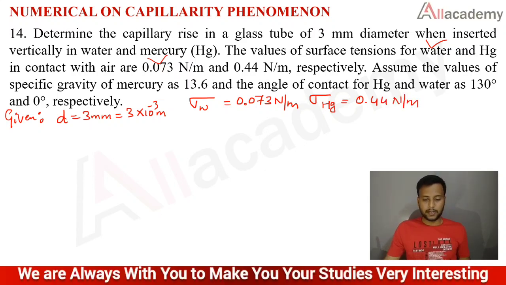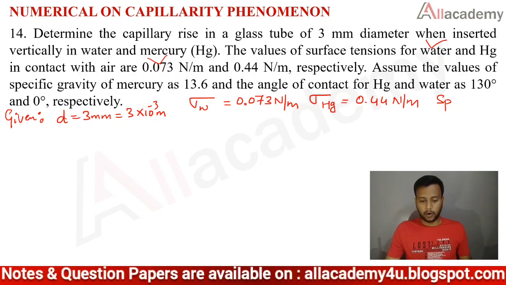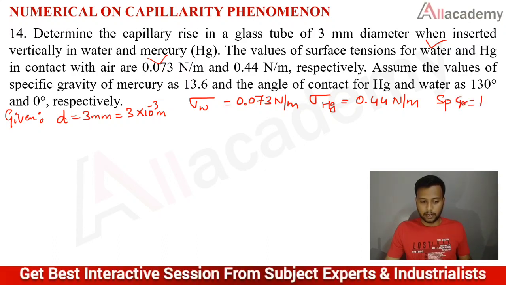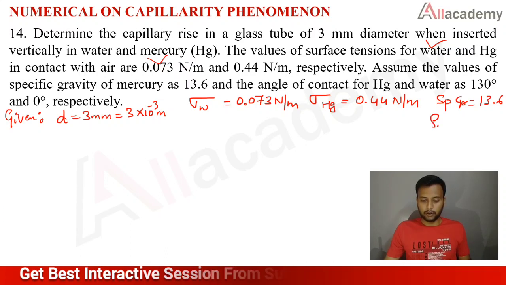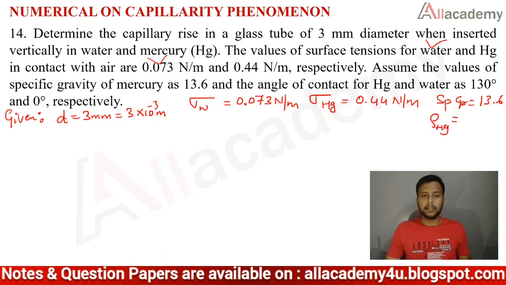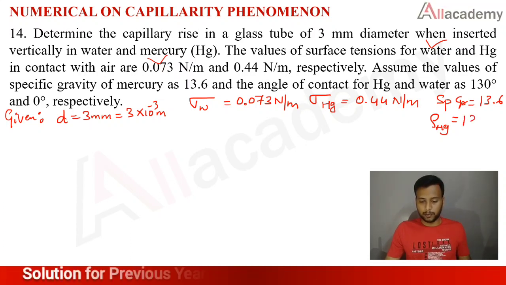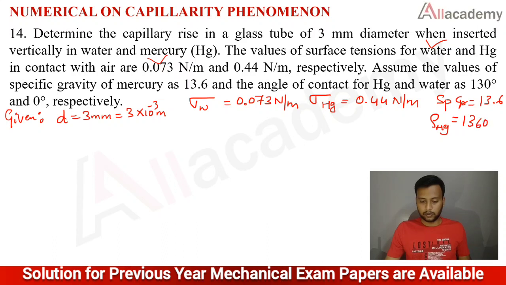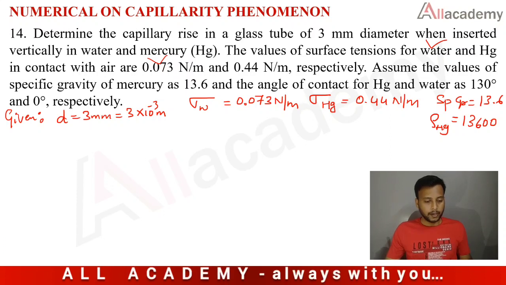Assume the specific gravity is given, because water density we already know, but the density of mercury is not given directly. He has given it in terms of specific gravity, that is 13.6. Now this can be converted into the density of Hg by multiplying the specific gravity with the standard fluid density, 1000. So your answer will be 13,600. Okay, this is the density of the fluid.